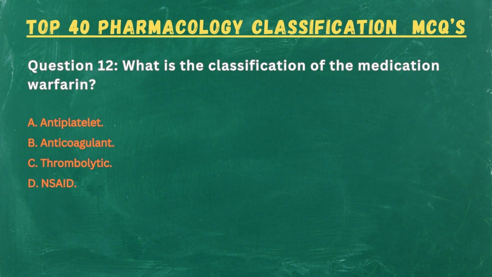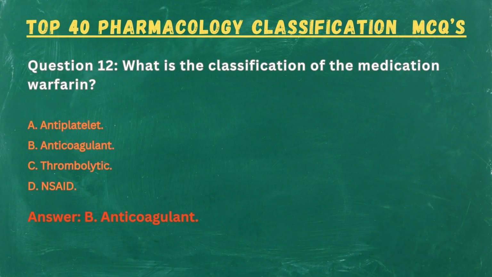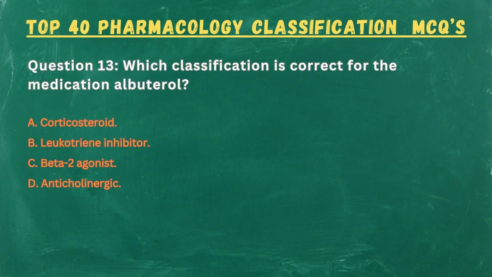Question 12. What is the classification of the medication warfarin? A. Antiplatelet. B. Anticoagulant. C. Thrombolytic. D. NSAID. Answer: B. Anticoagulant.